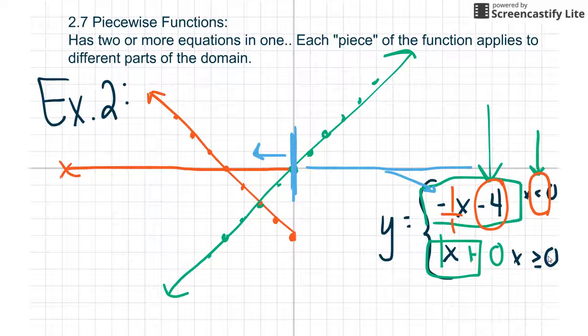So that means I'm going to erase everything on the right side over here. I don't need that because that's no good. And I'm also going to check to see if it's greater than or equal to, or less than or equal to. Again, it's just less than. So I need to open up that dot and have an open circle on my 0 because it doesn't count 0, it just says less than.